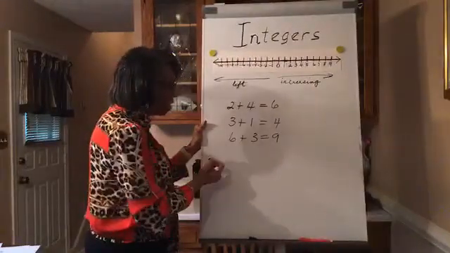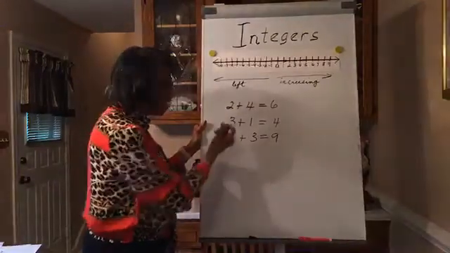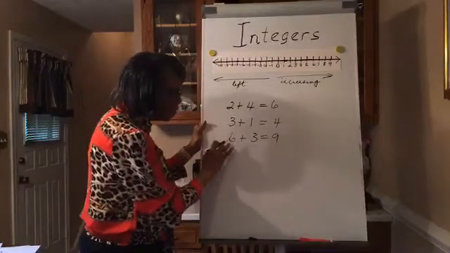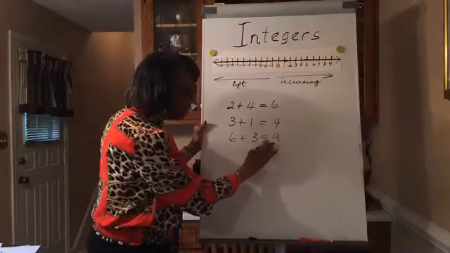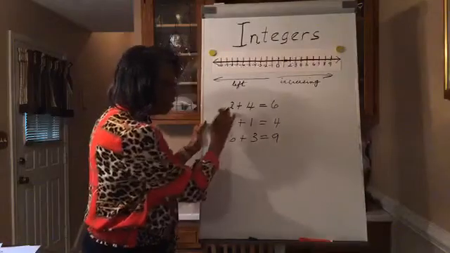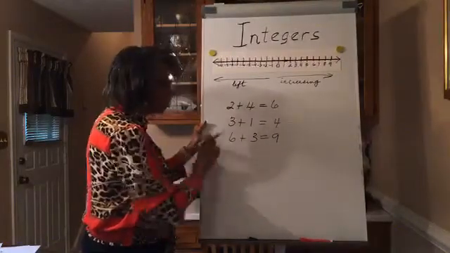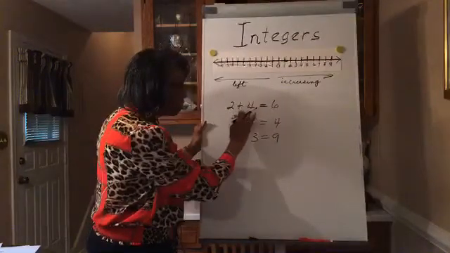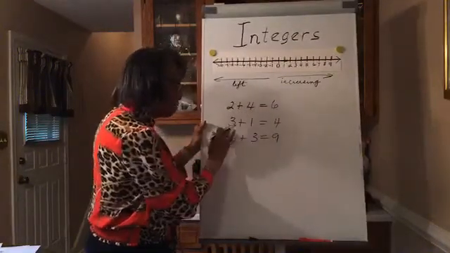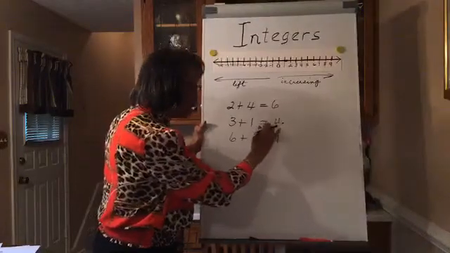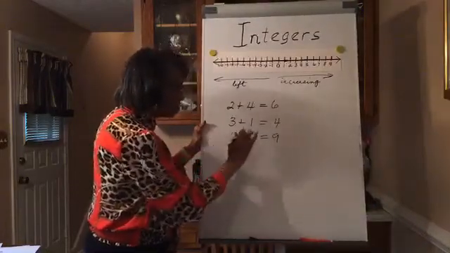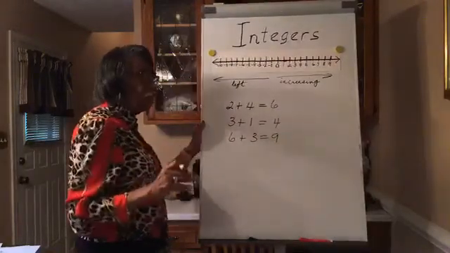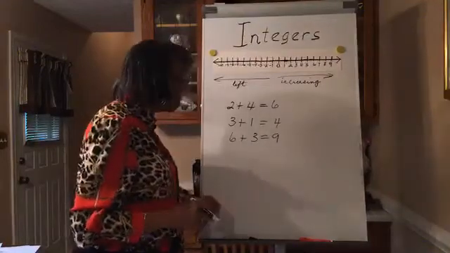So what we've been doing is adding positives all the time. When we add a positive number, the answer is positive, and we simply added the numbers. Positive 2 plus positive 4 is 6. Positive 3 plus positive 1 is 4. Say with me, positive 6 plus positive 3 is 9. We could go on and on, but you've been used to adding those numbers all the time.